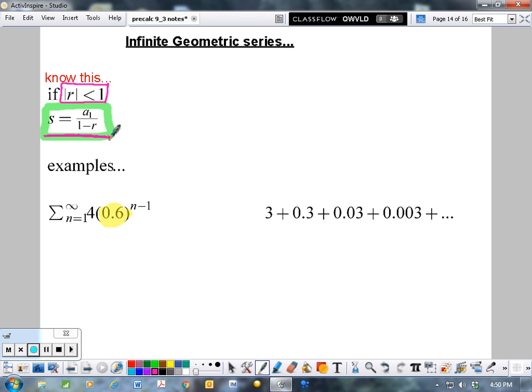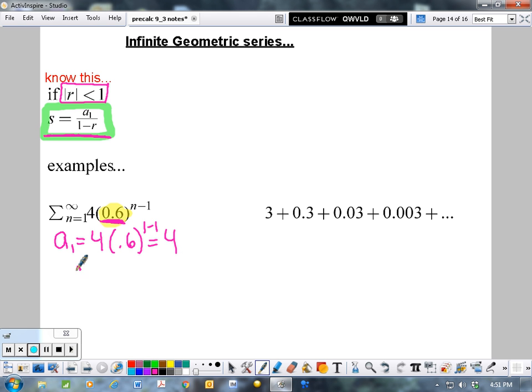For example, we have the summation of n equals 1 to infinity of 4 times 0.6 to the n minus 1 power. I know this is going to converge to a number because this r is less than 1. So I can find my first term by plugging in n equals 1: 4 times 0.6 to the 1 minus 1. So this is 0.6 to the 0 power, which tells me that this is just going to be 4. My first term is 4.